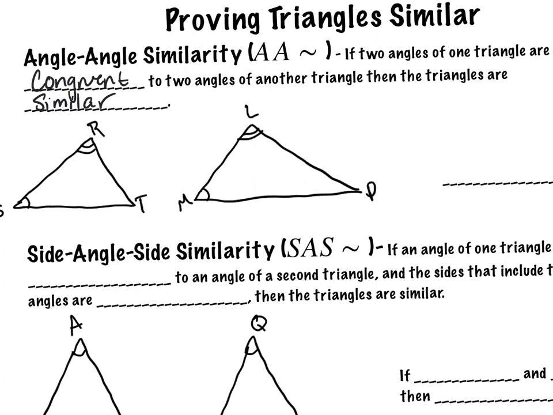So we could write a similarity statement and say that triangle RST is similar to triangle, and then how would I have to name the second one? It would be LMP. So angle-angle is probably the easiest one to check, just looking for two congruent angles.